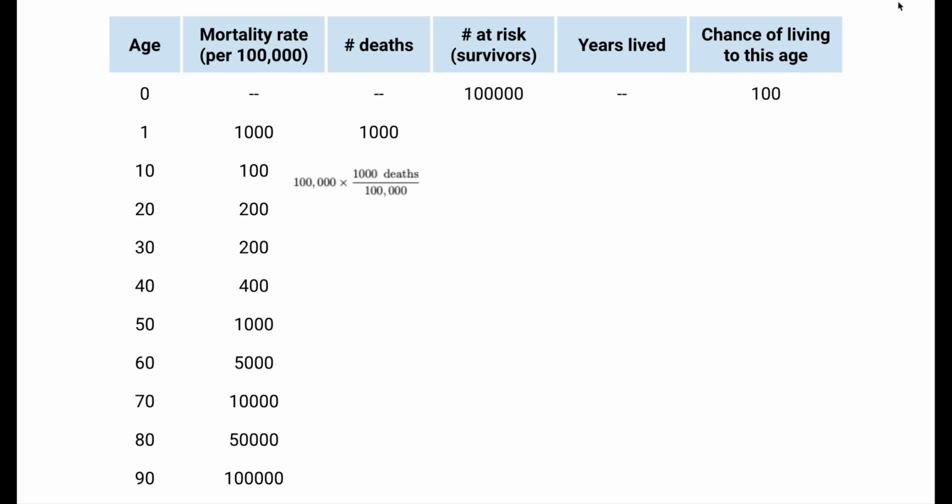Let's go through the process of filling in a row of this table step by step. In the age 1 row, we move ahead 1 year. The first step is to take the surviving population and compute the number of deaths. Here we have a living population of 100,000, and the mortality rate in this time period of birth to age 1 is 1,000 deaths per 100,000 population. So the number of deaths is 1,000. At the end of this time period, the number of people remaining in our population is the previous population size, 100,000, minus the 1,000 who died. So there are 99,000 people remaining in the population.